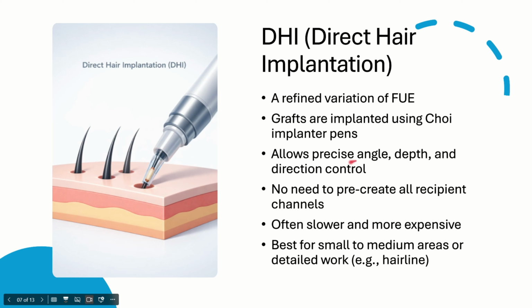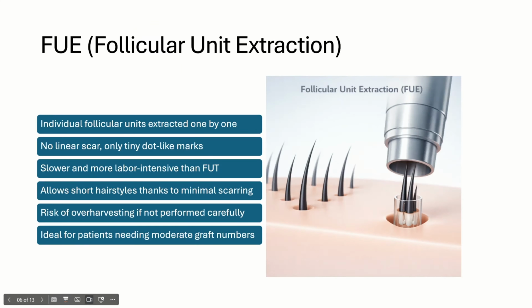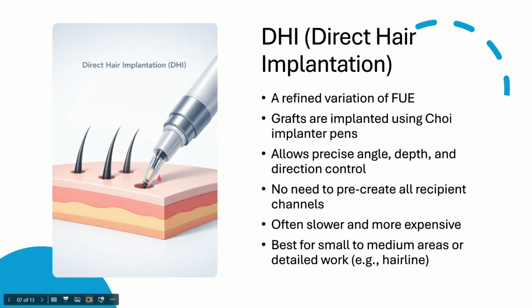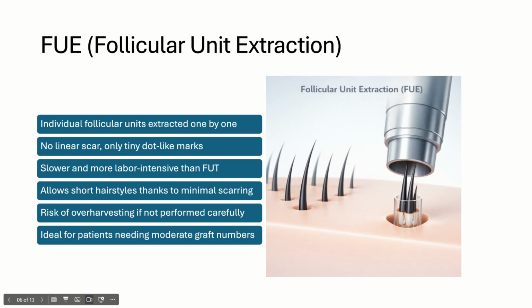DHI. I think right now it is the most famous technique. It is very similar to FUE. We take only one bulb at a time, so it's more precise, but it also leads to a scar in the donor area, like a tiny dot, so it's not visible. Usually most surgeons use this technique and FUE.